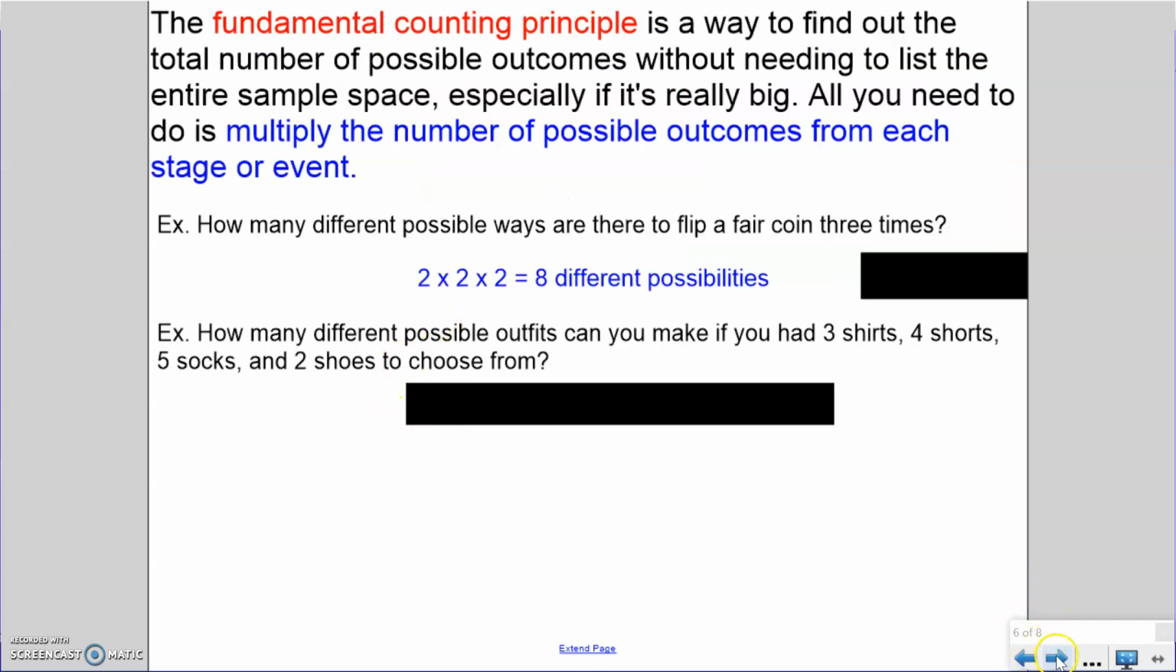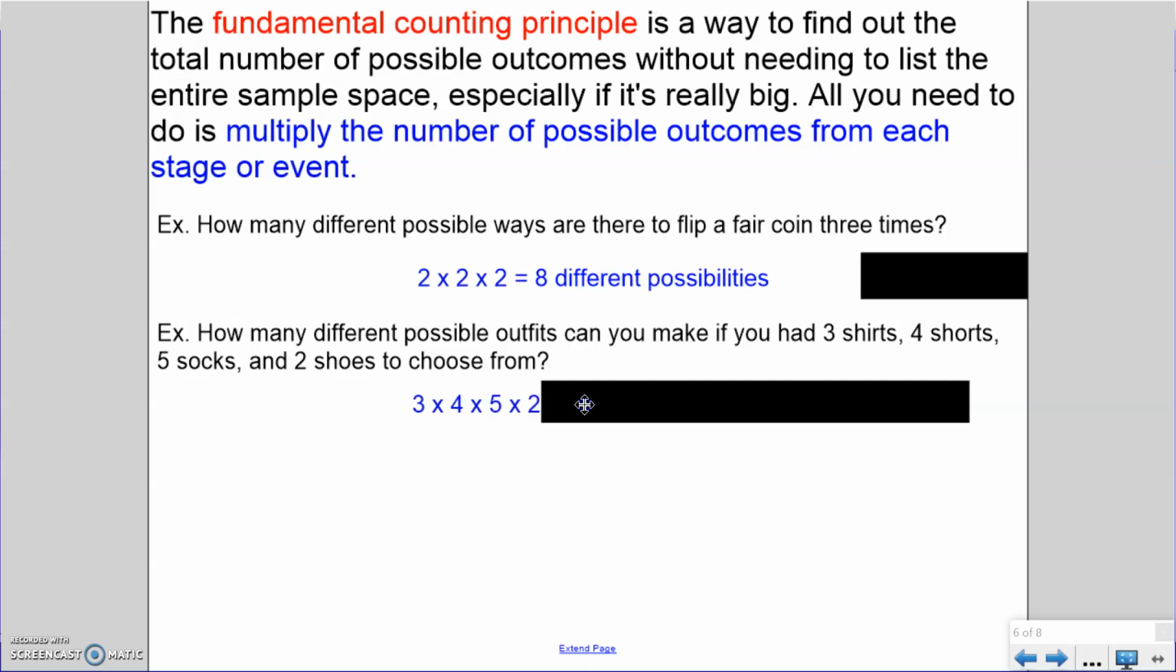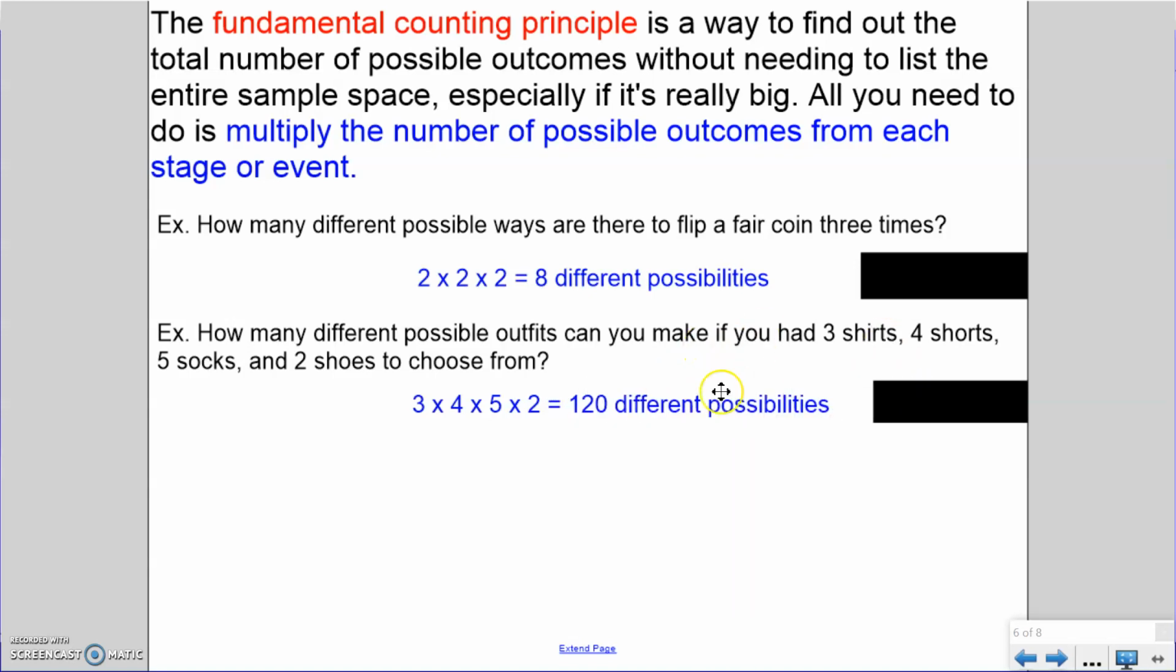So instead of listing it out, because it takes all your space, probably more than 1 piece of paper, you just multiply. Our first choice, we have 3 things. Our second option, we have 4 things. Third option, we have 5 things. Last option, we have 2 things. We multiply all those together. 3 times 4 is 12, times 5 is 60, times 2 is 120. There's 120 different possible outfits.